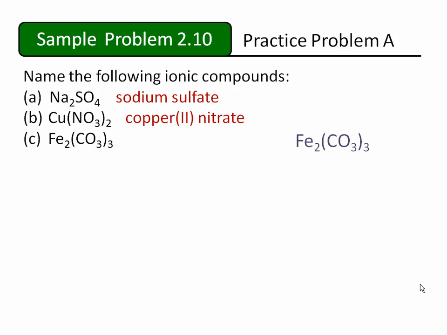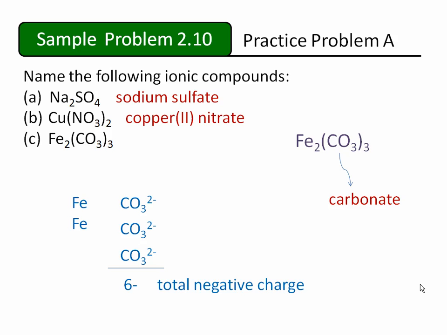We'll break the compound down into cations and anions first. We find 2 iron ions in the compound, along with 3 CO3 ions. The anion is called carbonate, and it has a charge of -2. Our total negative charge from all of the anions then is -6 in this compound. That must mean that our total positive charge from all the cations must also be +6.